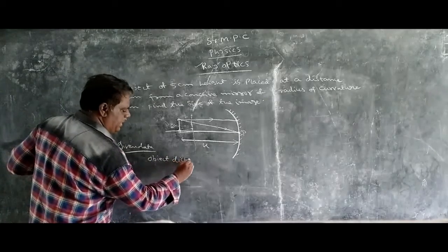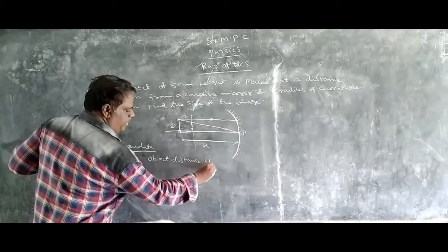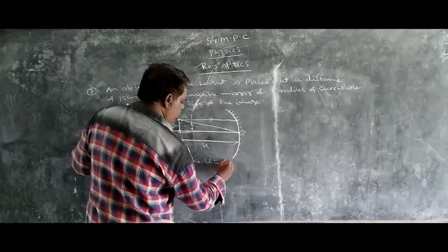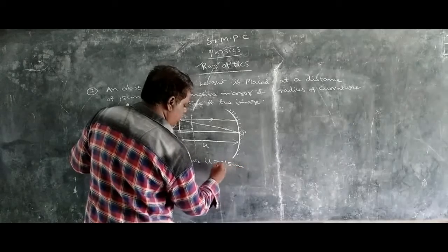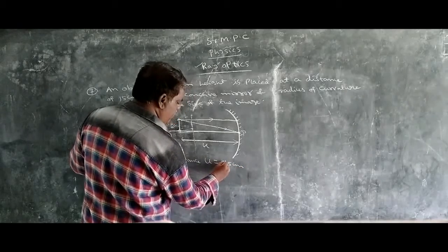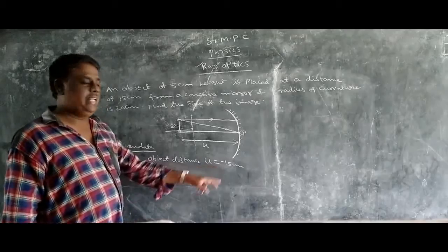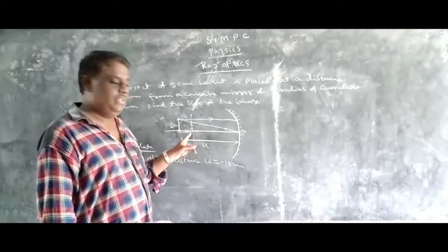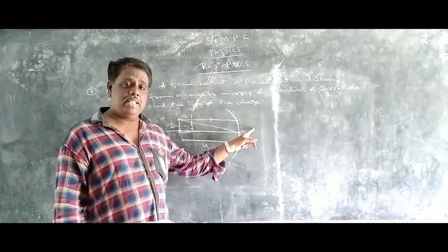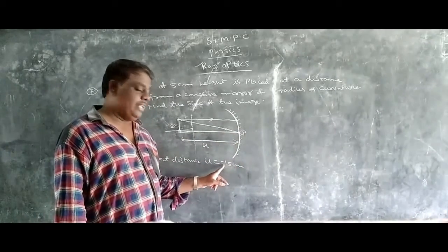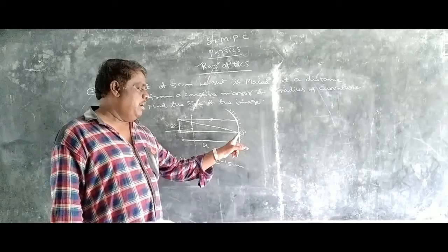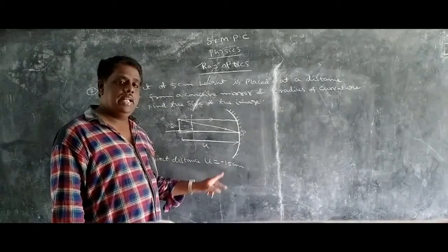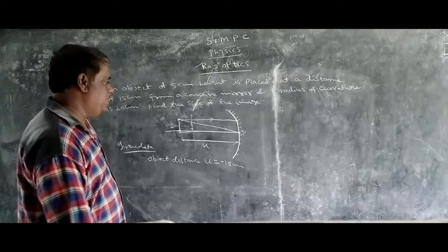So in front of the object distance we have to keep a negative sign. The object distance U is equal to, how much are they given? 15. So we should write here minus 15 centimeter. Once again, why do we keep this minus sign? Because we are moving opposite to the incident rays. If it were the same direction as incidence, then we would take the positive sign, but we are moving in the opposite direction to incident rays. So we give only a negative sign in front of the object distance U.